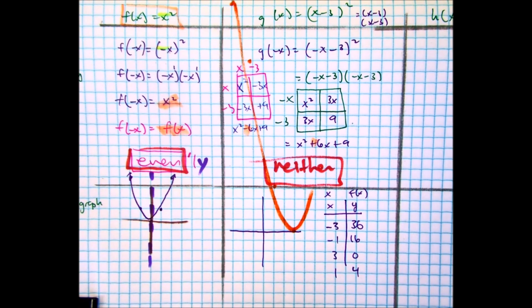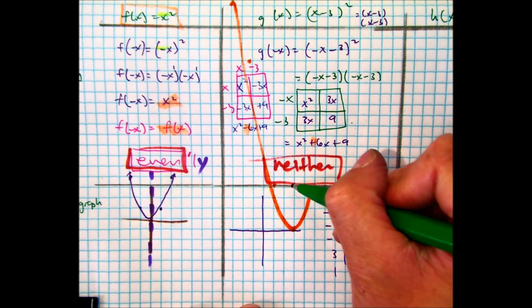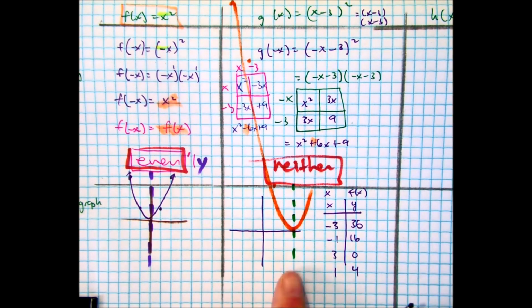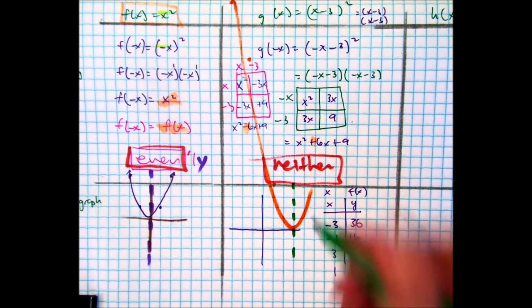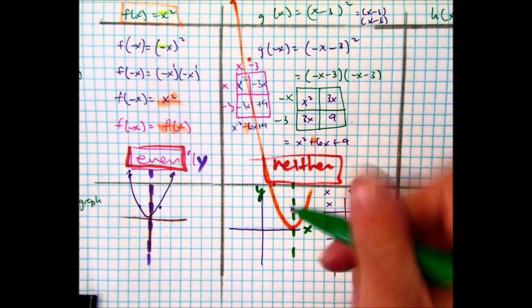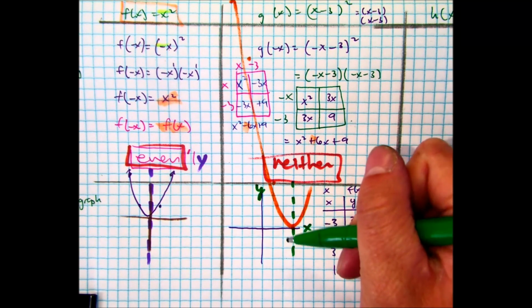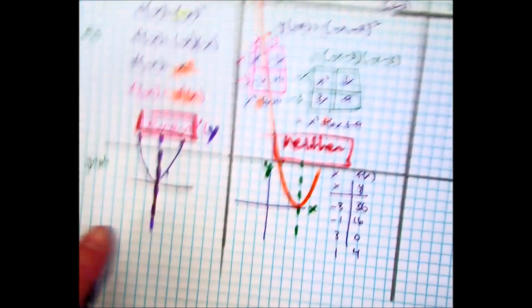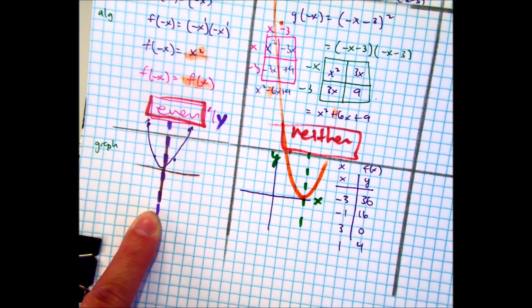Does that make sense? And here's my line of symmetry. Class, is this the y-axis? It's not the y-axis. It is symmetrical, but it's not symmetrical exactly on the y-axis. That's why it's neither.